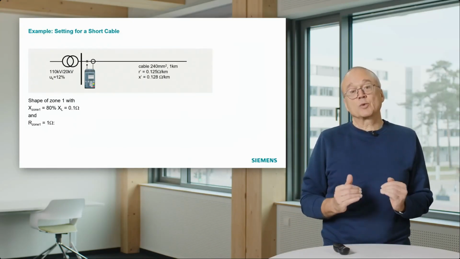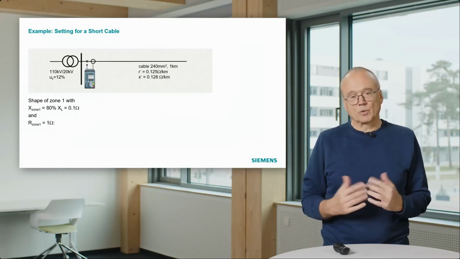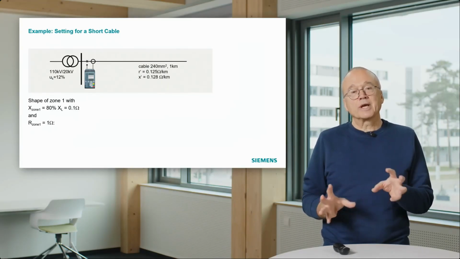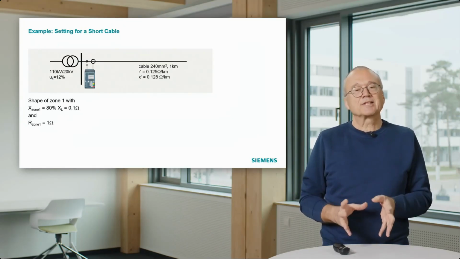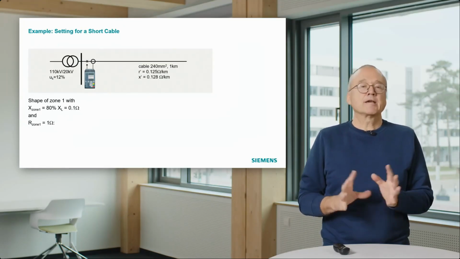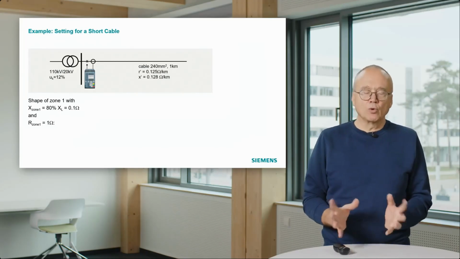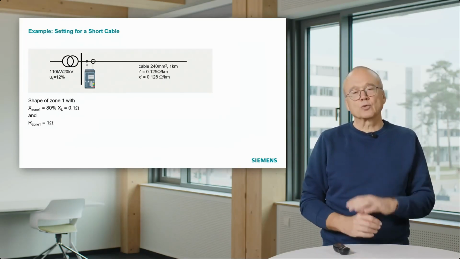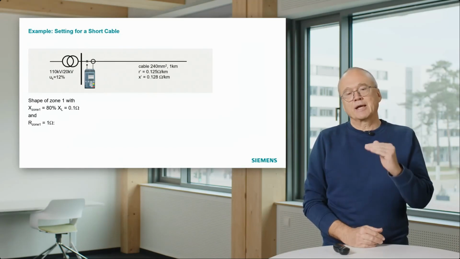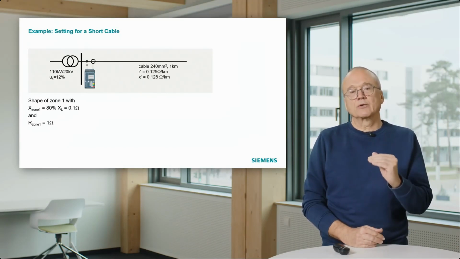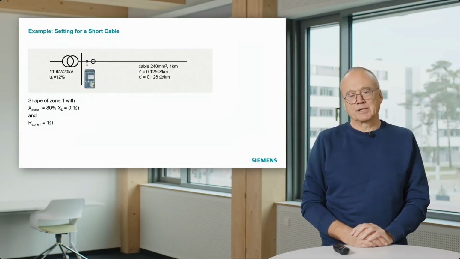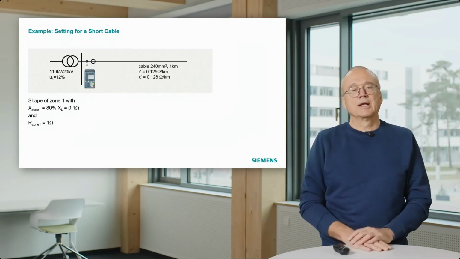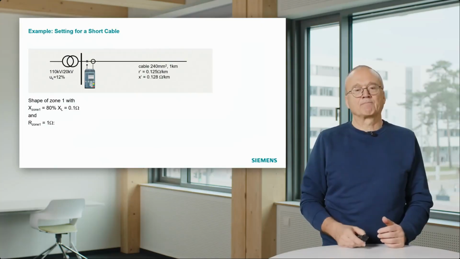The good thing is with quadrilateral characteristic, we can set these values independently, but we will see that has some limits. If you apply a distance relay with a Mho circle, with a Mho setting, you can't do these settings independently, and that means with the short reactive reach, you have also a very limited resistive reach, which limits the application there.